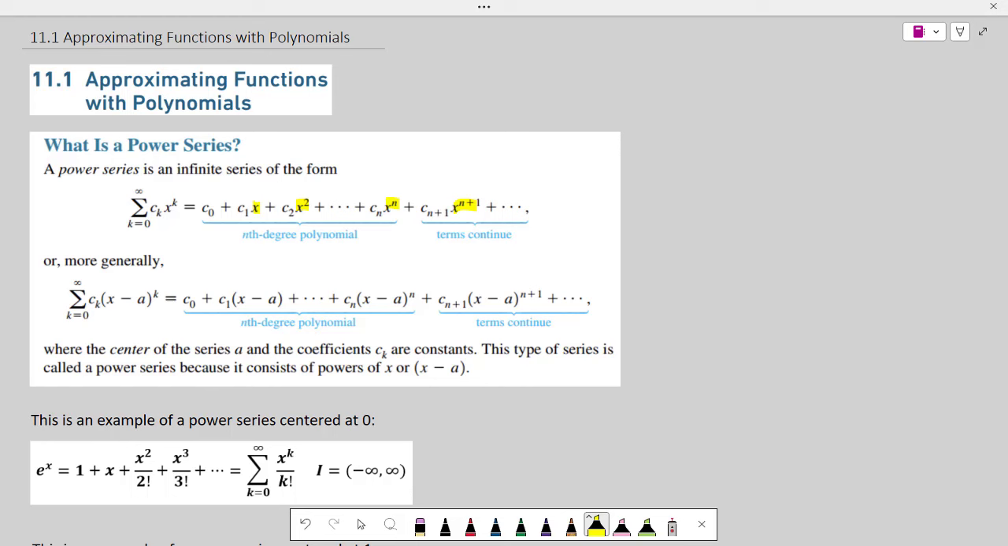This is also a power series, but we're going to say that this is a shifted power series, and the center of this power series is going to be a. So this power series has a center of 0. This power series has a center of a. All right. So it's just kind of like a horizontal shift.